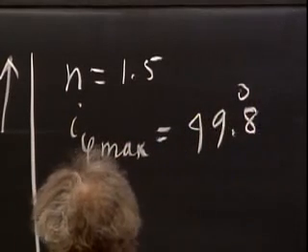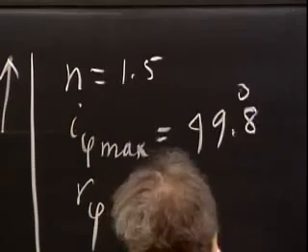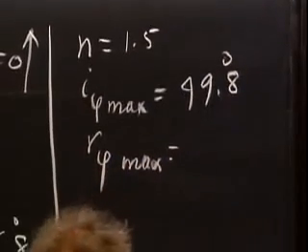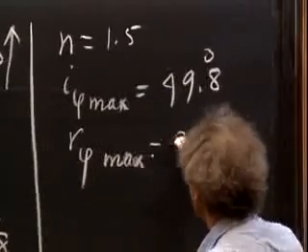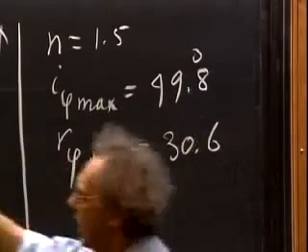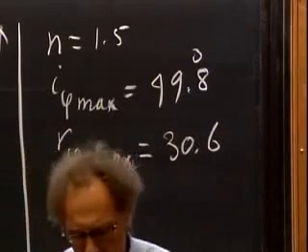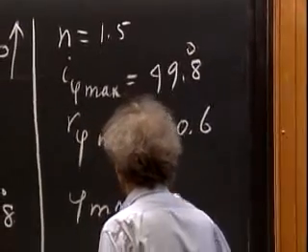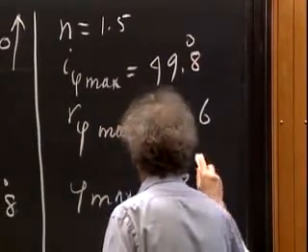That then translates with Snell's law to an angle of refraction, r, of 30.6 degrees. So that's simply a matter of Snell's law. And then phi is 4r minus 2i. And so we now get phi max is about 22.8 degrees.